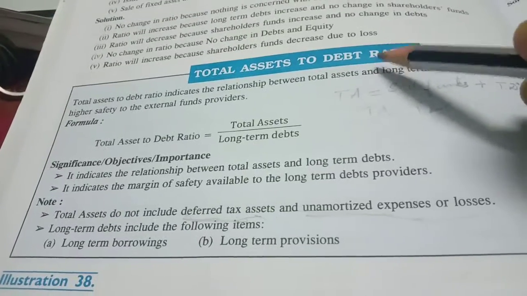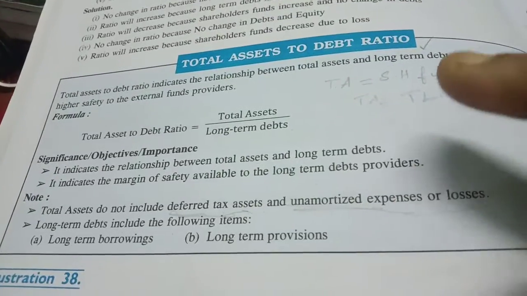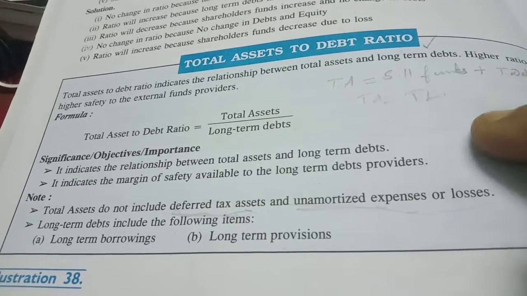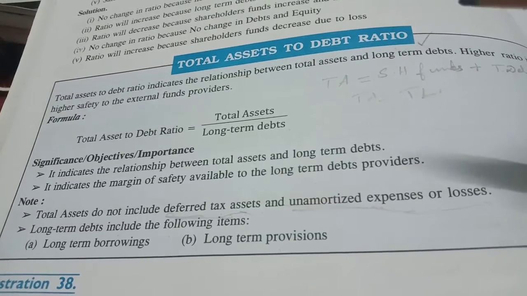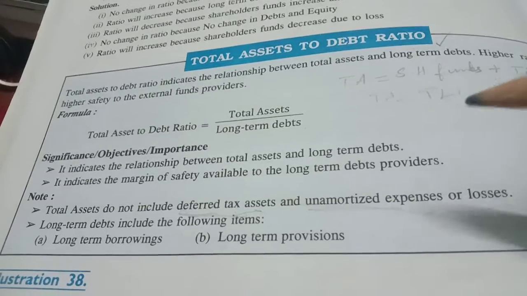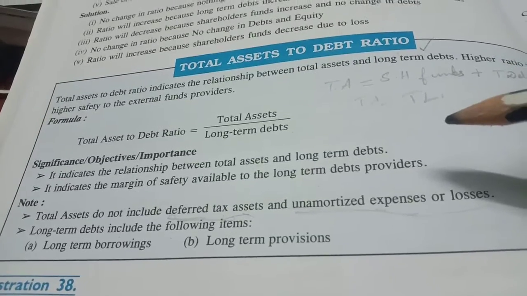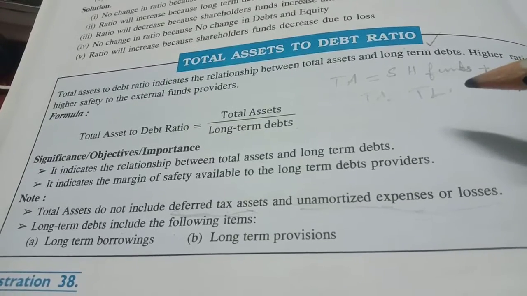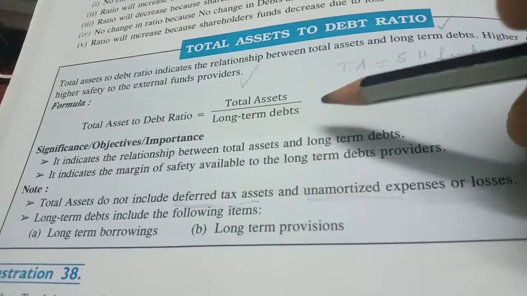So what is the purpose of calculating the total asset to debt ratio? If the ratio is higher, it is very helpful to safeguard the external funds. It gives higher safety to the providers who are investing in the long term, that is, the external fund providers. Okay, so this is the formula.